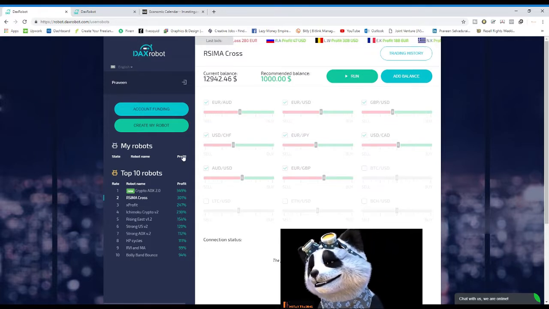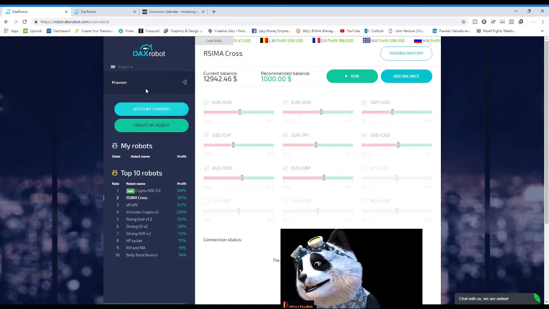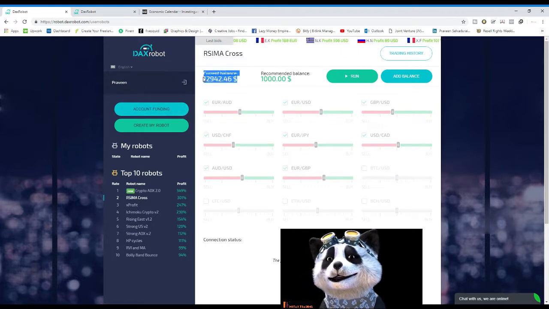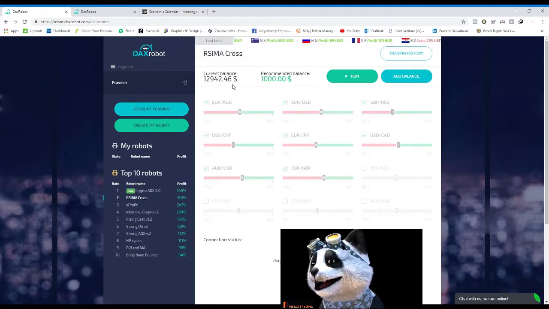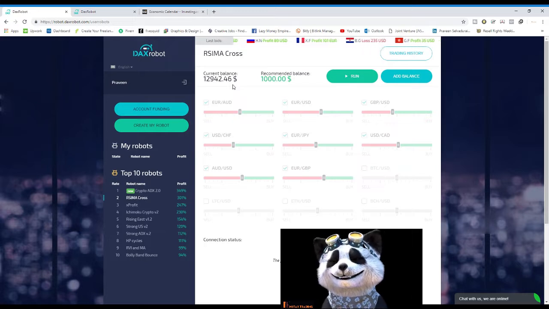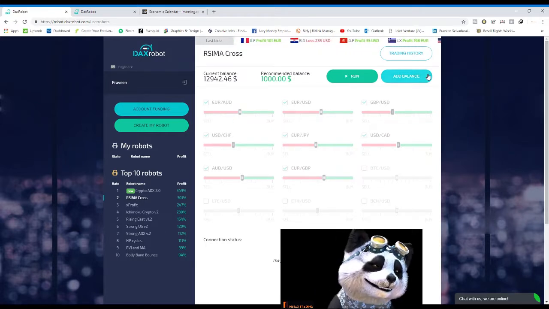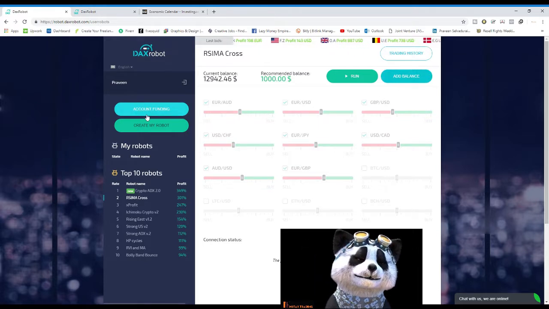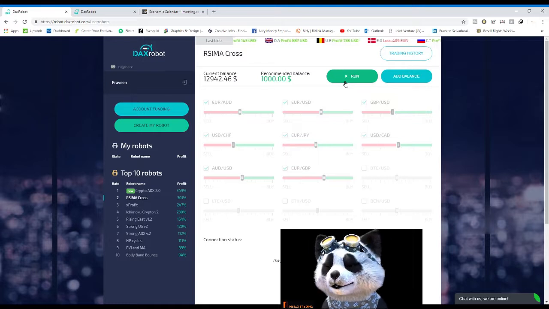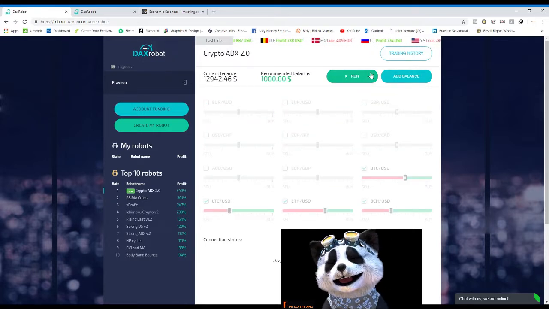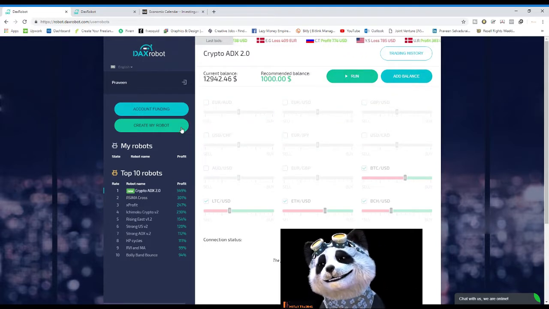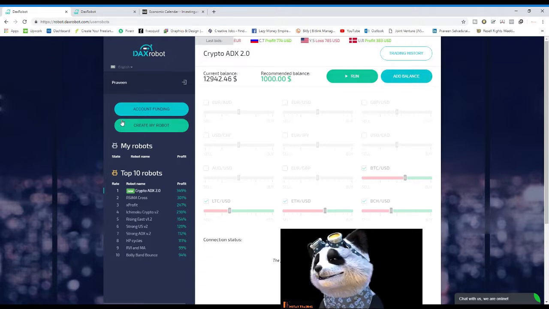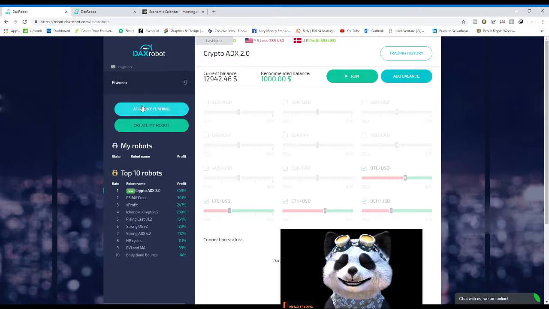So in this video, as you can see, this is my account of DAX robot. My name is over here. My current balance for this particular account is $12,942.46. And over here, let me just talk very fast about the interface of the DAX robot. Over here is the run button, the add balance button, and the account funding button. The run button is for you to choose a robot, and then you press the run button and the robot will start initiating its trade. The add balance button and the account funding button work in a very similar way.